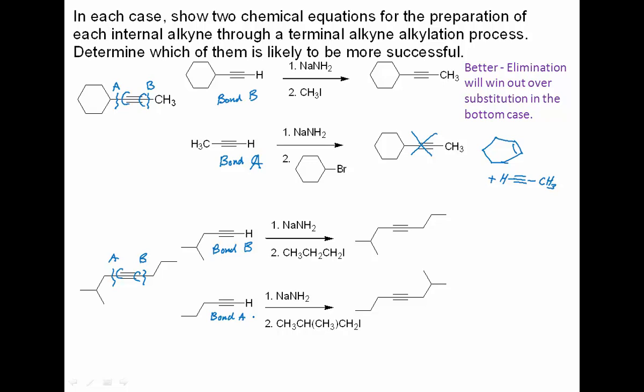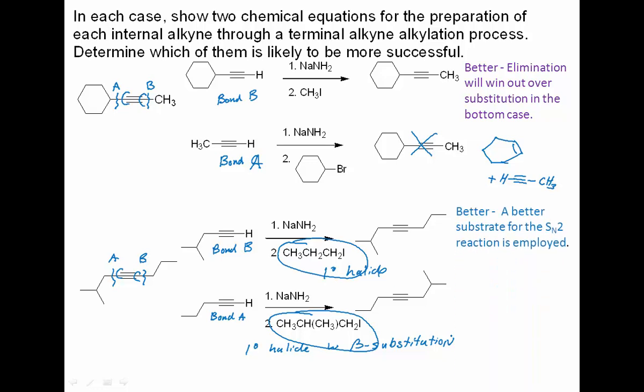Okay, so as far as to which of these is better, you just look at the quality of the SN2 reaction. This is a primary halide. And this is also a primary halide, but it has a substituent at the beta position. So we're going to choose the top one as being better because the SN2 part of this reaction is better with a simple primary halide over the primary halide that has the beta substitution.